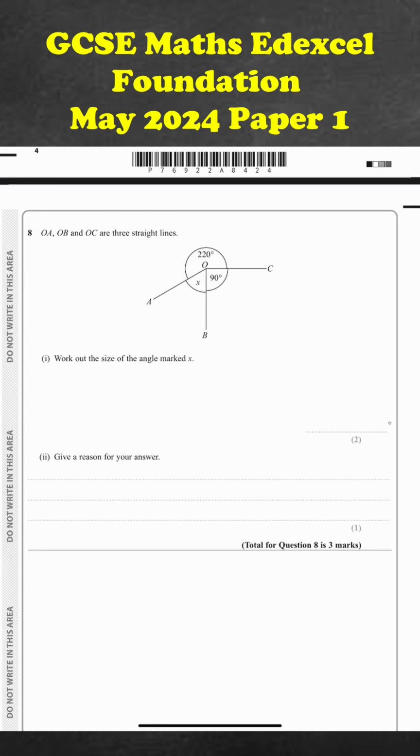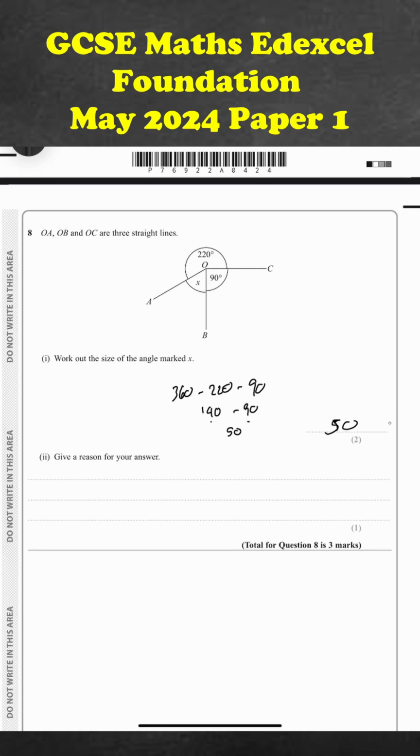Question number 8. OA, OB, and OC are 3 straight lines. Work out the size of the angle marked X. So we know that the angles around a point add up to 360 degrees. So all we need to do to work out X is 360 minus 220 minus 90. 360 minus 220 is 140. And 140 minus 90 is just 50 degrees.